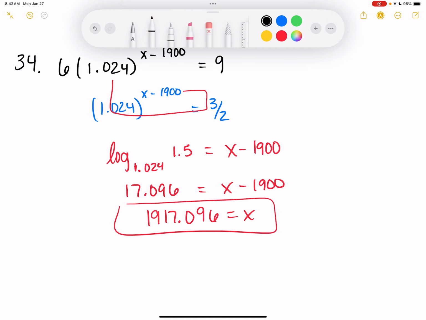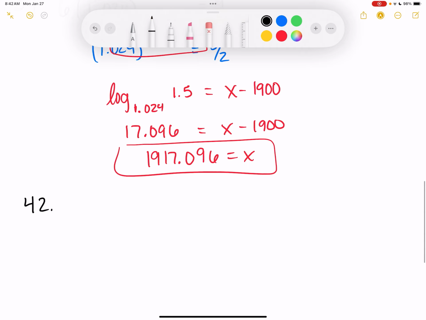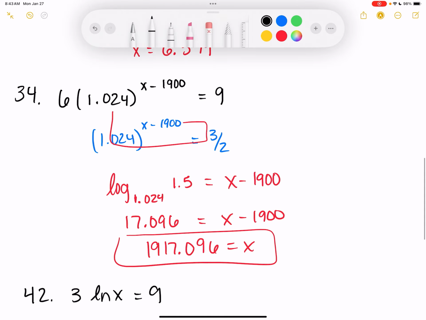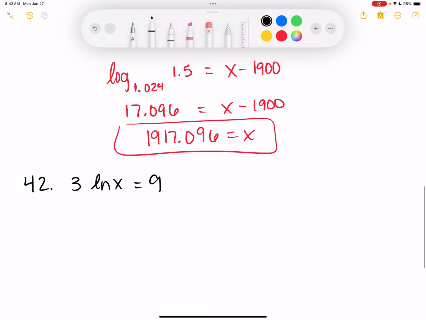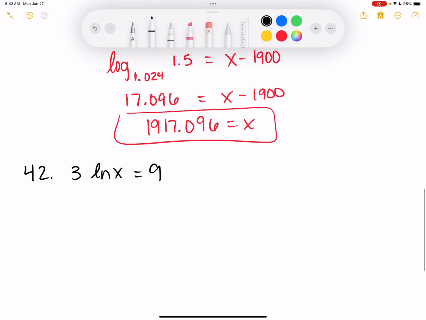So starting out with an easy one, 42. 3 ln of x equals 9. So anytime I'm going to do my little curly Q thing, I've got to get it to where it's just the logarithmic function on the left. Just like on these ones, I had to get it to where it was just a number raised to a power on the left. I had to move everything else over. I need to do that same thing here. So I'm going to divide by 3. So I'm going to have the ln of x equals 3.